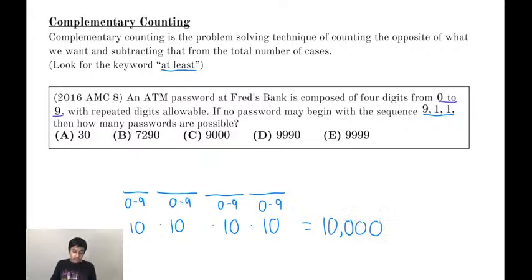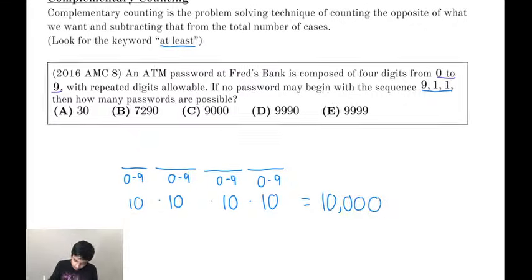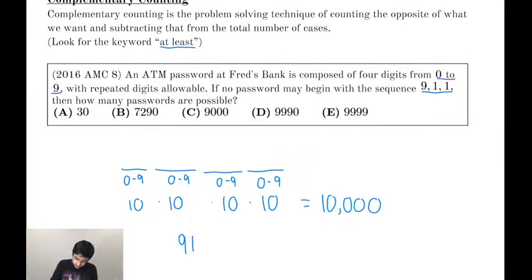And then we must also subtract off some passwords that are not allowed. So for example, 911. So we have to subtract the passwords that start with 911, since those aren't allowed. And how many passwords start with 911? Well, if they start with 911, there's 10 choices for the last digit. The last digit can be anything from 0 to 9. So there's 10 choices for the last digit. So there are 10 ways that don't work, that start with 911.